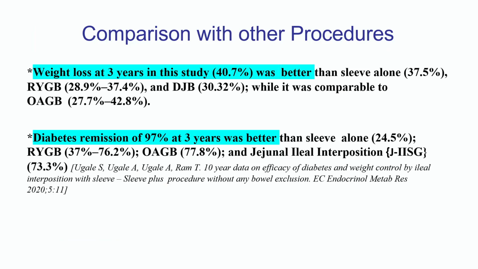When you compare it, the weight loss at 3 years in this study, at 40.7%, was better than sleeve alone or RYGB and sleeve and DJB, but comparable to the OAGB. Diabetes remission of 97% at 3 years was better than sleeve alone, RYGB, OAGB, and jejunal ileal interposition.